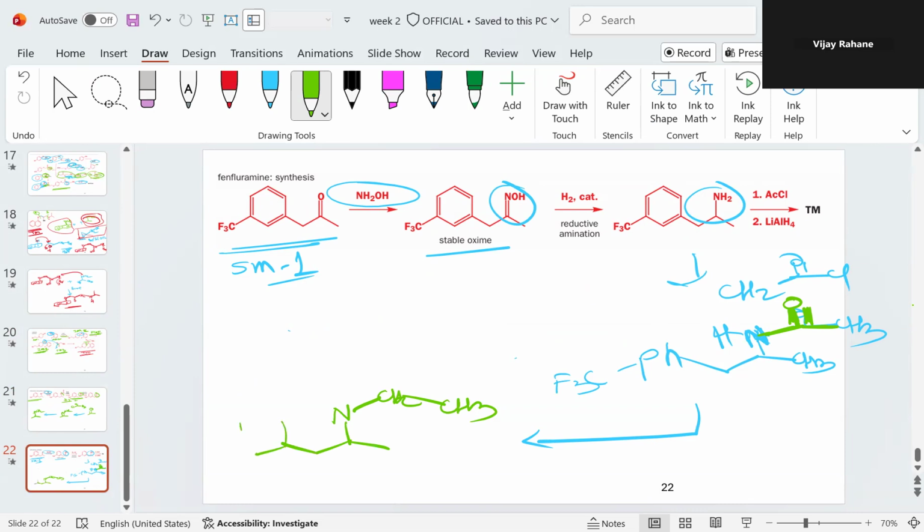So I'll draw the full structure of the target molecule. This will be CF3. Right. So this is what our target molecule was. This is the forward synthesis of this fenfluramine molecule. Does anyone have any doubt in this one?